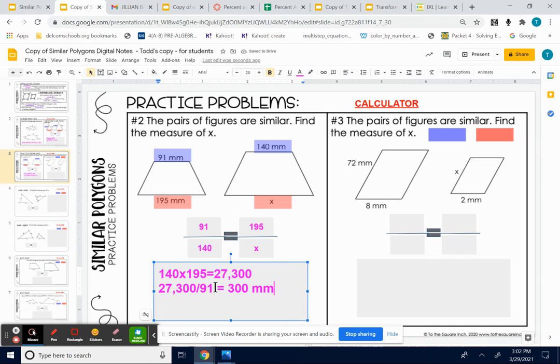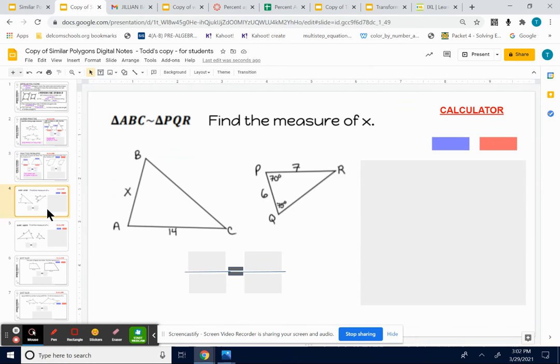See if you can work on some of the others with the solutions. I don't want to make the video too long because YouTube will knock me off. But let me do one more problem. Okay, let's look at slide 4.